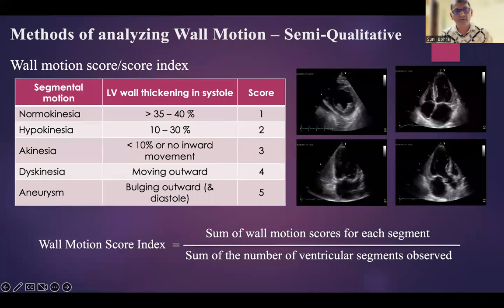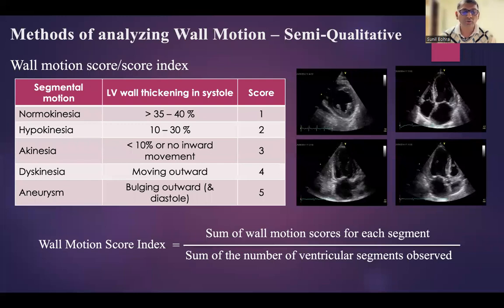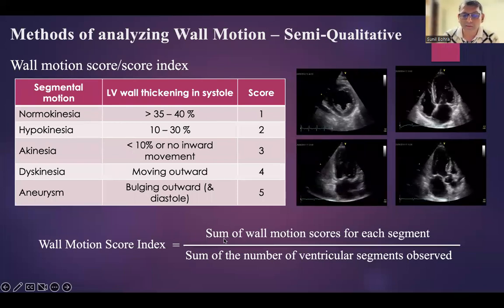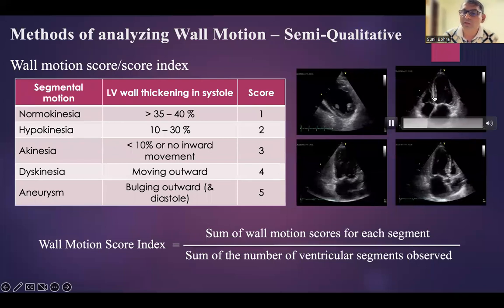So going one step forward is called the wall motion score index. Here we use the same segmental description, but then we give a score. So how do we give a score? We sum all the wall motion scores for each segment. Suppose now this segment is there, we give scoring to all the segments here.